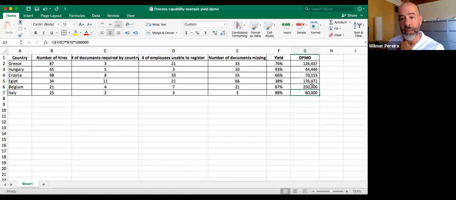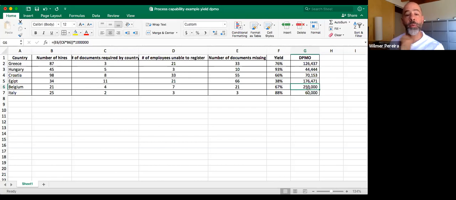Here we see that it is a little bit different. Egypt is no longer the worst country. For DPMO, higher is worse, more defects per million opportunities. Here we see that Belgium has 250,000 defects per million opportunities. So there is a bigger opportunity here to improve the quality in Belgium. They are missing substantially more documents and have a lot more defects.